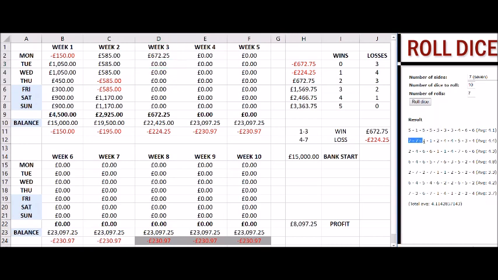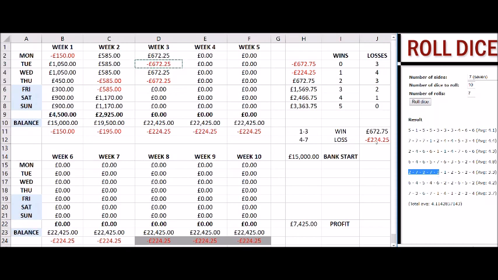Here we have 3 losses. One, two, three, four, 5. 1, 2. There were 2 wins here, which is 672.25. Again, 3 losses here. So it's a bit tit for tat so far in this week. We move on to Friday. Will we get any luck?